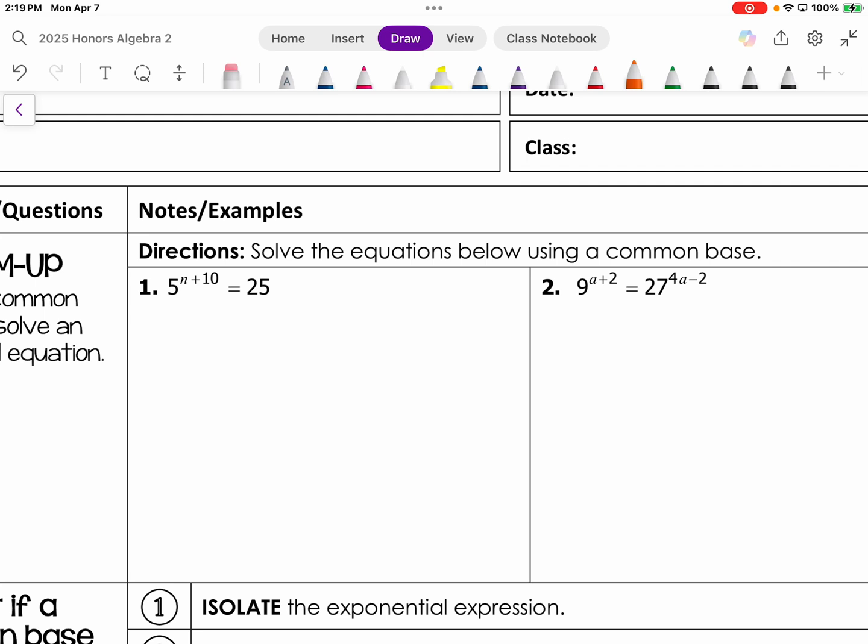Yeah, so let's do it. I can rewrite this as 5 to the n plus 10 equals 5 squared. When I have the same base, I can set the exponents equal to each other and solve. So n has to equal negative 8. And then again, as always, we should check: is 5 to the negative 8 plus 10, well, that's 5 squared, that's 25. So yes, that balanced.